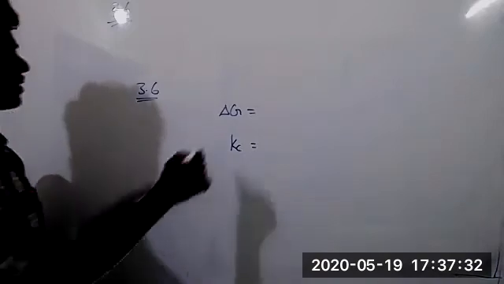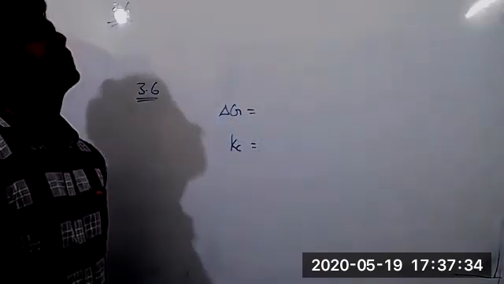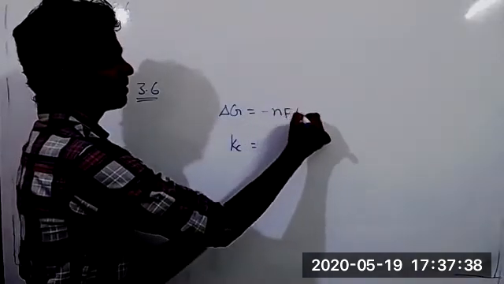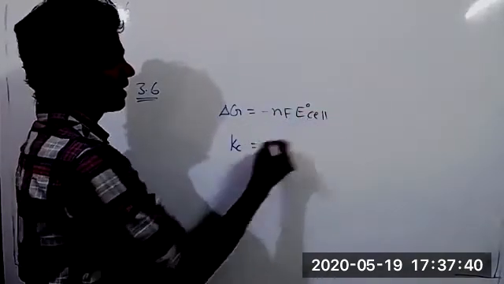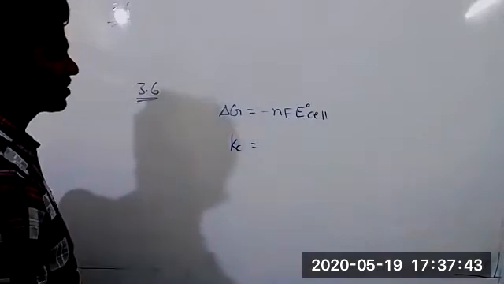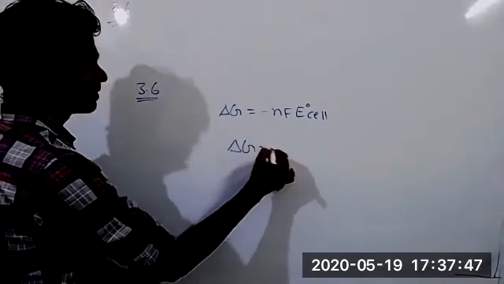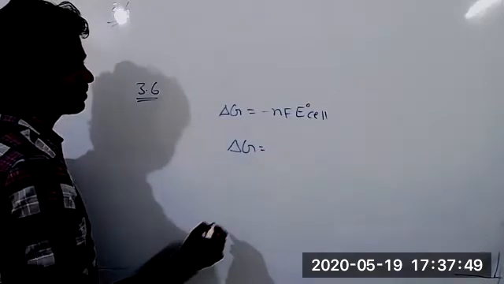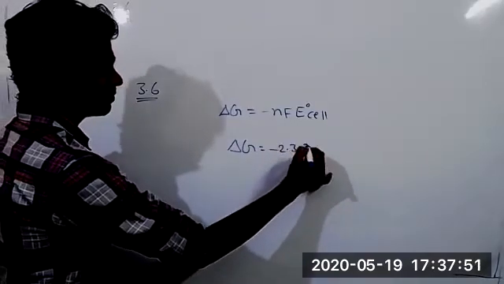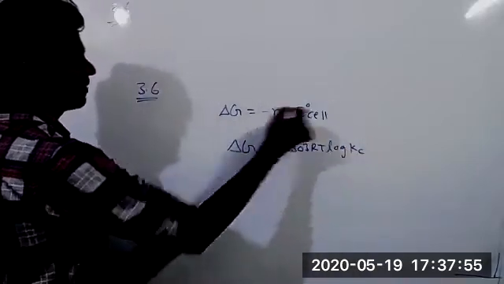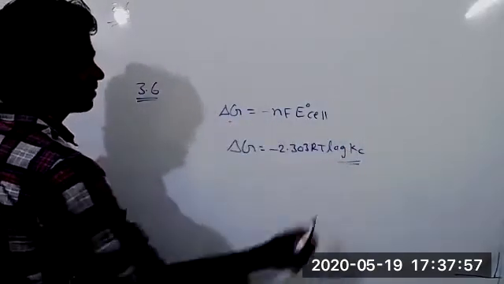What is the formula to calculate Gibbs free energy? Minus nF E naught cell. For Kc calculation, the equilibrium constant, what is the relationship between Gibbs free energy and equilibrium constant? Minus 2.303 RT log Kc. So calculate the Gibbs free energy value and Kc value.